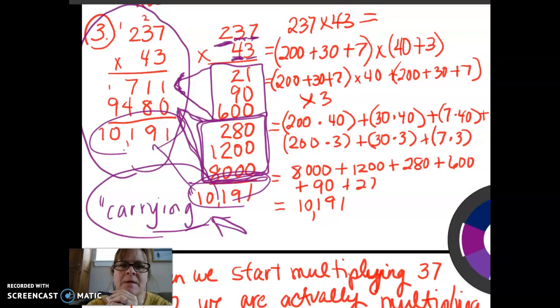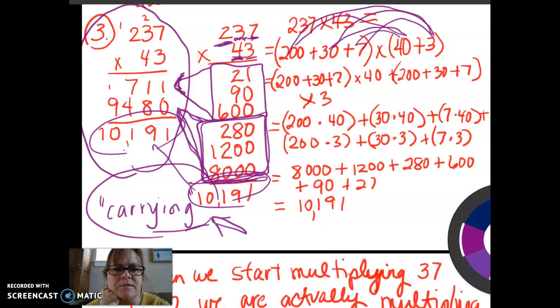All right, so then if we look at our expanded form, we're looking at 237 as 200 plus 30 plus 7, and then we're multiplying it times 43, so we're going to think of 43 as 40 plus 3. So this is a bunch of multiplication because we're going to have to multiply our 40 times each of these, and then we're going to have to multiply our 3 times each of these. So it ends up being quite long. So we have 200 plus 30 plus 7 times 40, and then we're going to add 200 plus 30 plus 7 times 3.